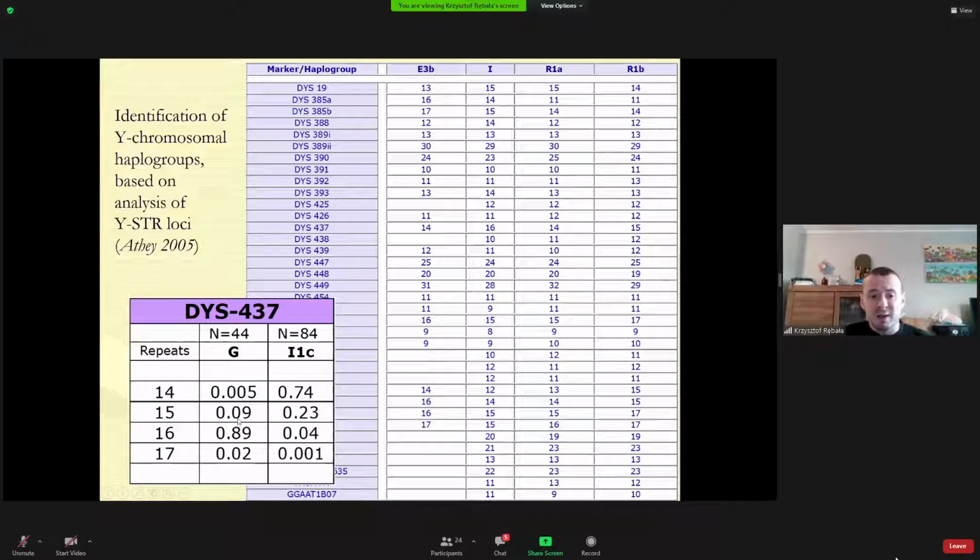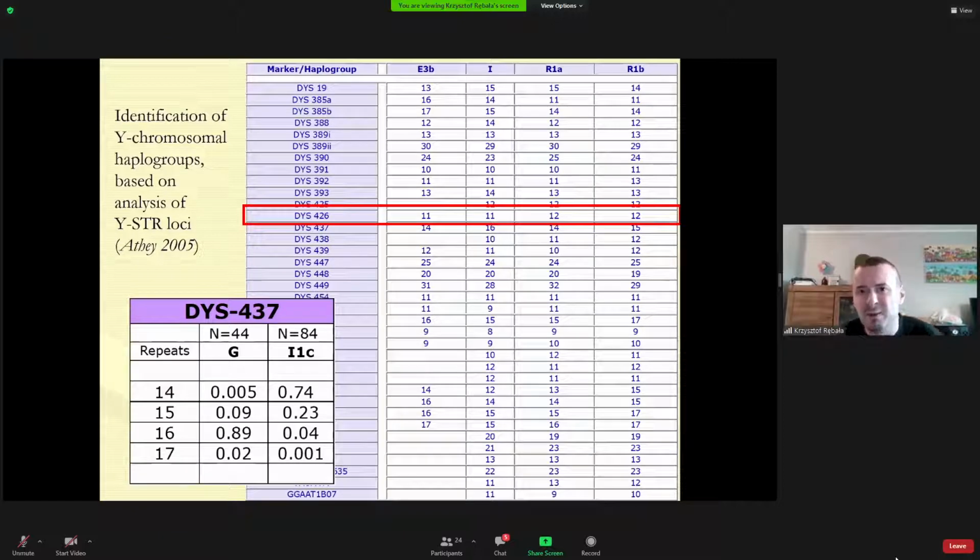Similarly, allele 16 indicates with much higher probability that this is haplogroup G than haplogroup I1C. And the same, for example, these are examples of European haplogroups E3b, I, R1a, and R1b. For example, if I analyzed marker DYS426, which is a marker which mutates very rarely, the majority of humans have allele 11 and 12.